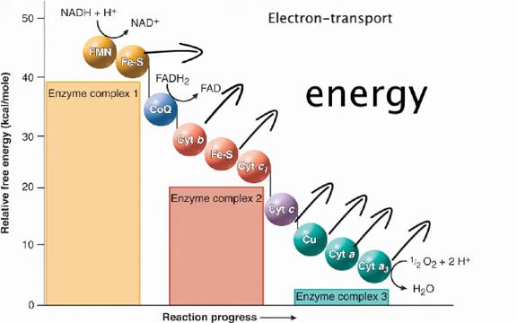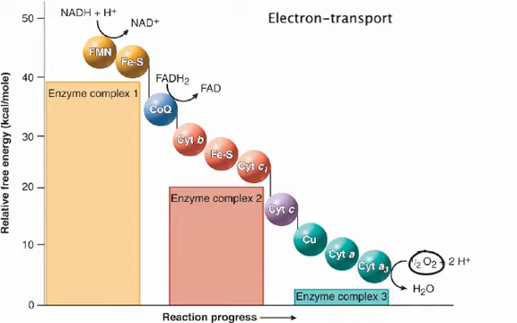The final electron acceptor in the chain is oxygen. Each oxygen atom accepts 2 electrons from cytochrome A3 and 2 protons from the mitochondrial matrix. The result is a molecule of water. This is the body's primary source of metabolic water, which is water synthesized in the body rather than ingested in food and drink. This reaction also explains why the body requires oxygen.